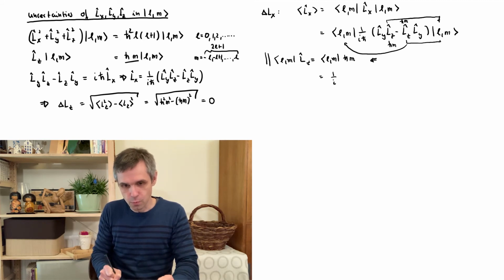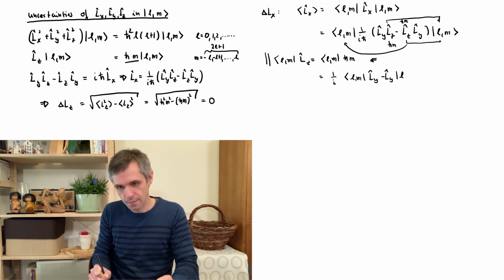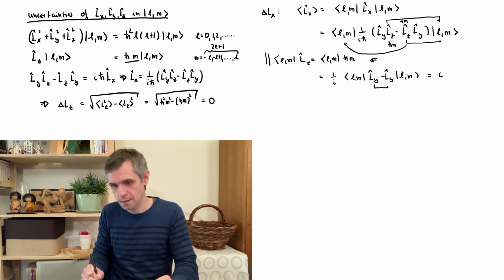We have a factor of 1 over i that we can pull to the front. And then we simply have this expression here. But this involves the same operator, so this simply cancels, and therefore the result is just 0.